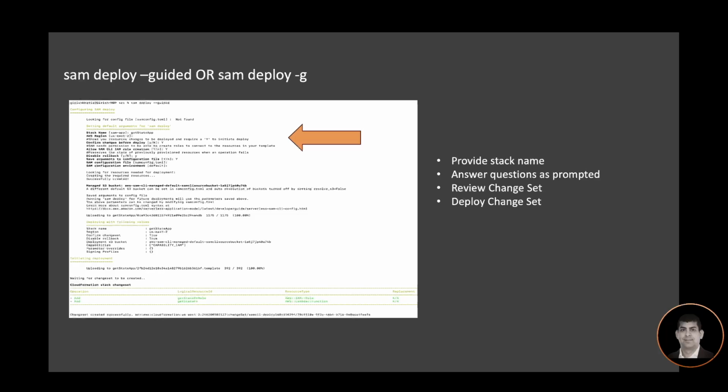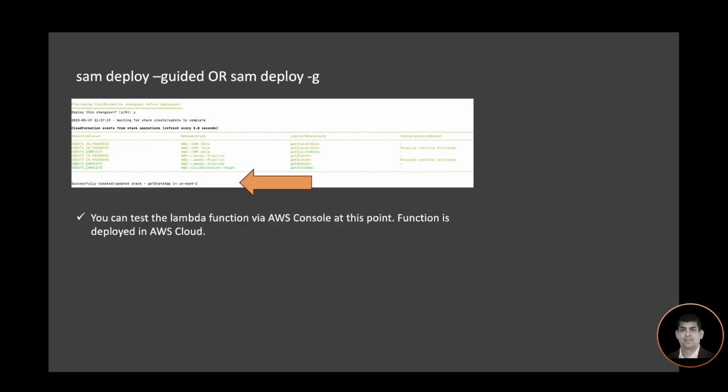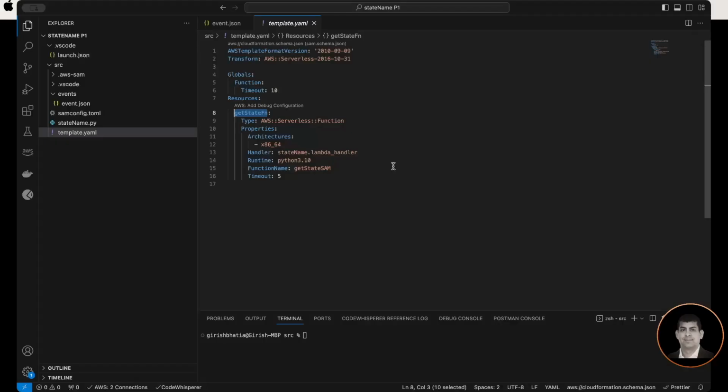Once I have selected all the settings, SAM will create a change set. I'll review the change set, and then I will proceed with the deployment of the change set. Once this change set has been deployed, I can log into the AWS console, review my function, test the function, and validate that function is successfully deployed in AWS Cloud. Let's see it in action.